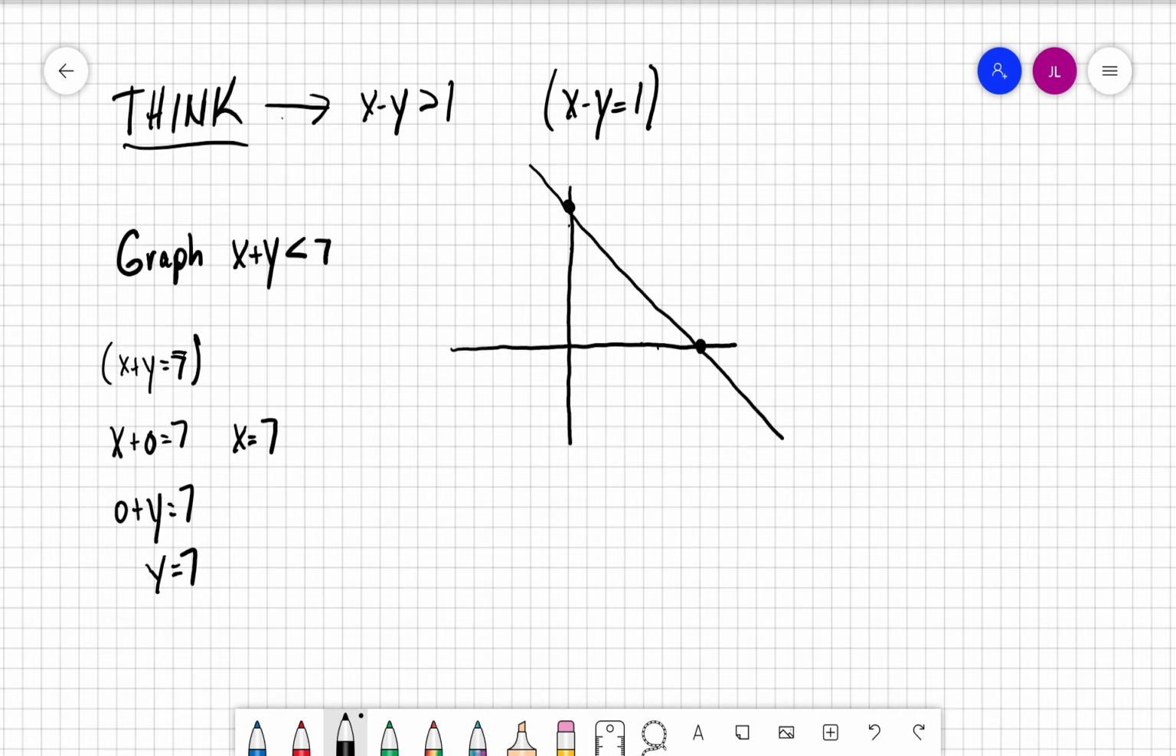We'll draw a line down through there. There's our line. We've got to wait a minute now, because the line matters to us. Now I've drawn a solid line there.